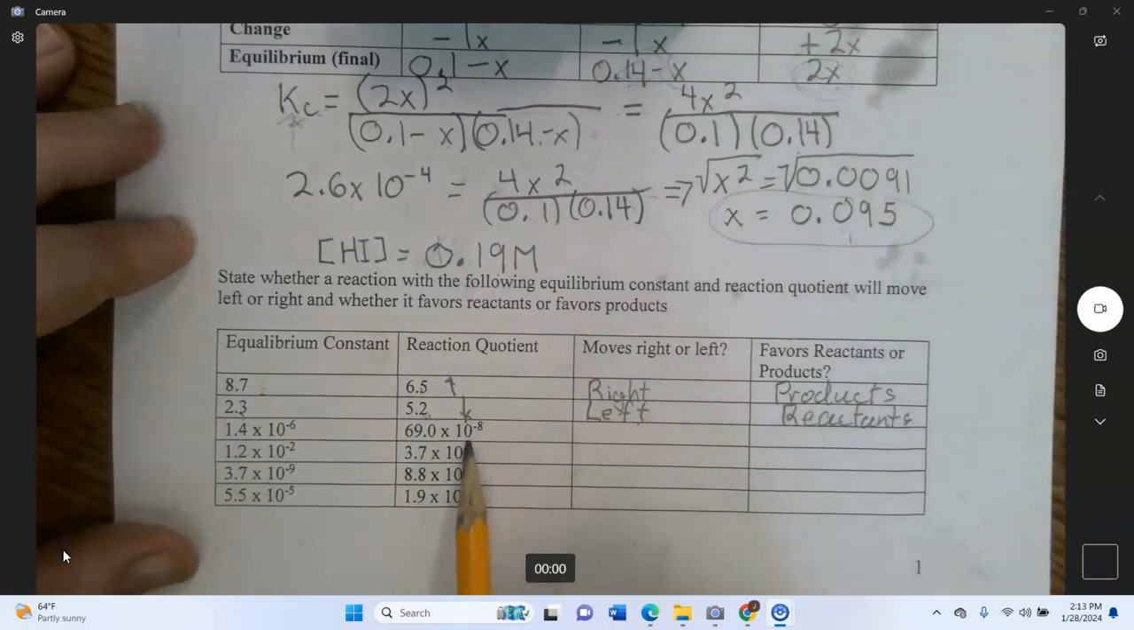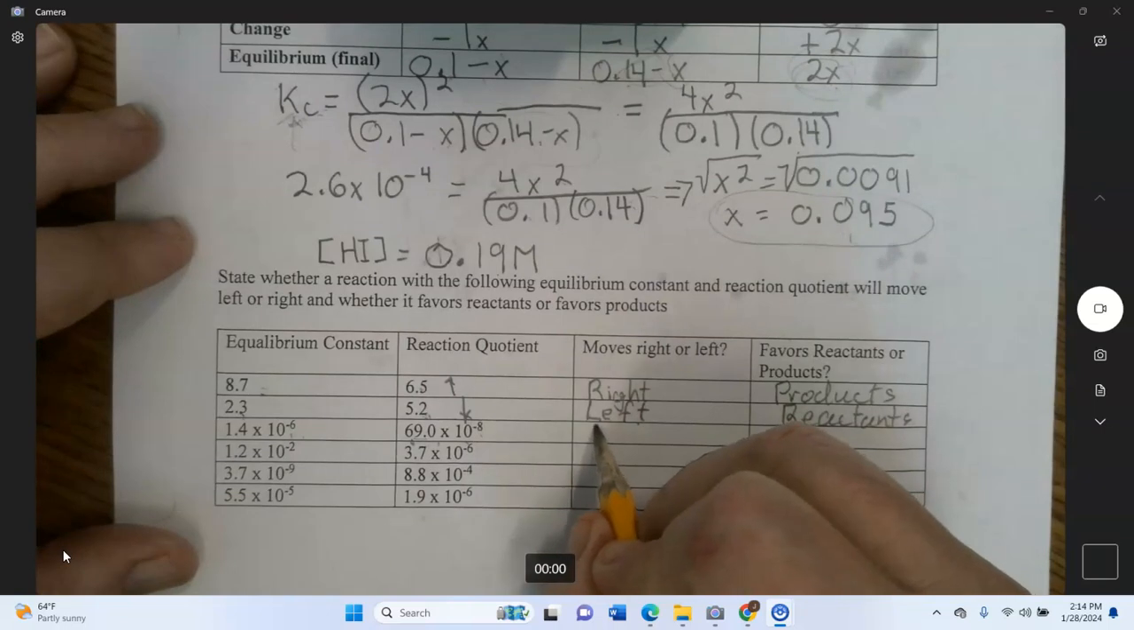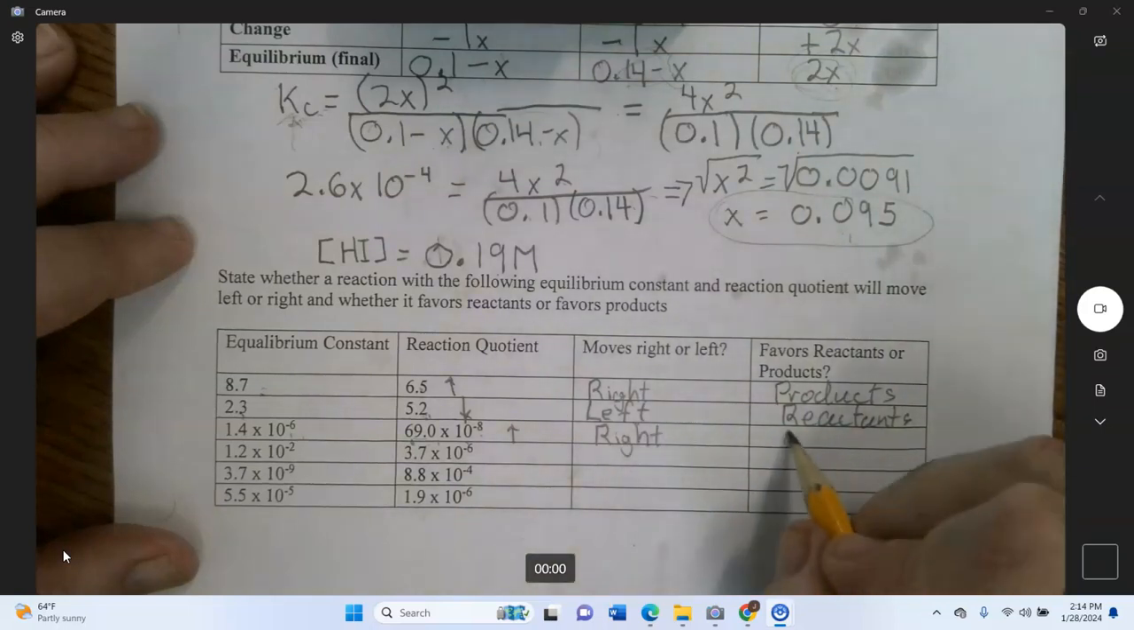Okay, 69 times 10 to the minus 8, which would be 6.9 times 10 to the minus 7. But anyway, that's still a number smaller than this. So if this is smaller than this, it's going to move to the right. It's going to move up. So the reaction is going to move to the right and favor products.